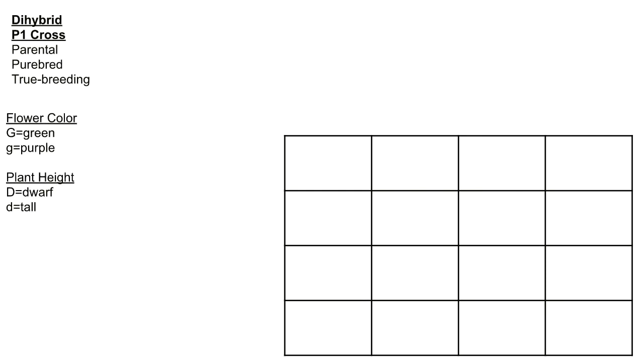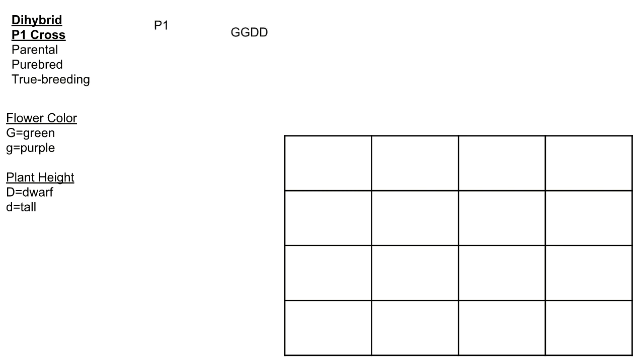with each other. We're going to look at 2 traits, flower color, but now we're going to look at green and purple, and plant height, dwarf and tall. And we're going to use G's to represent flower color and D's to represent plant height. The big G is going to be the dominant green, and the little g is going to be the recessive purple. For plant height, dwarf is dominant, and tall is recessive.